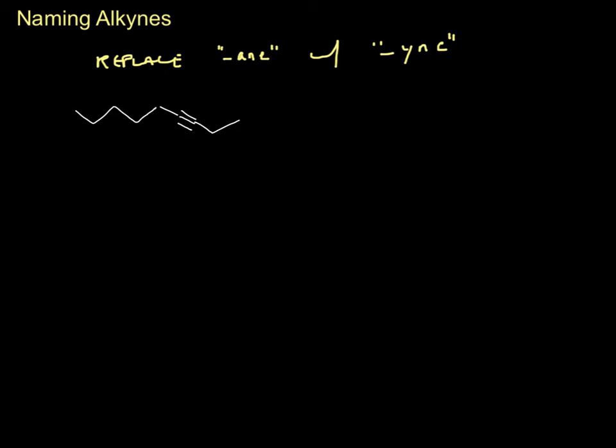Therefore, not only is the triple bond linear, but the bonds coming off of that in either direction will be linear as well. So we would want to number from the side closest to the alkyne. So this would be 1, 2, 3, 4, 5, 6, 7, 9. Therefore, this would have been nonane, but instead of nonane, it's nonyne because it's an alkyne.